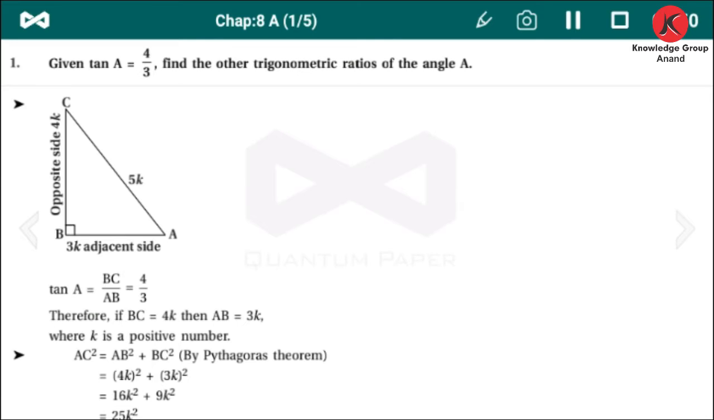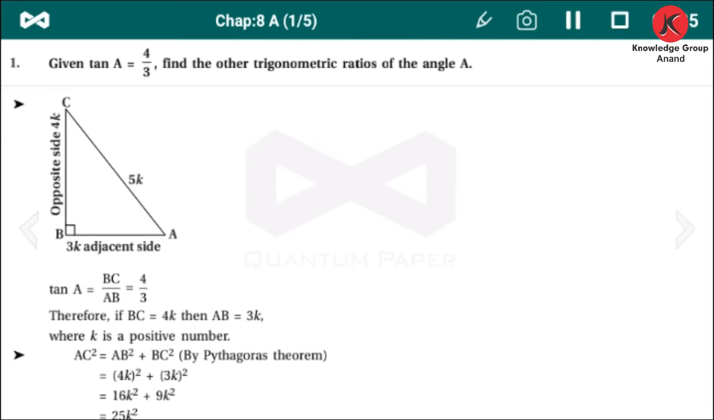Triangle ABC, angle B is equal to 90. Tan of an angle is equal to opposite side upon adjacent side. Here for tan A, angle A's opposite side is BC and adjacent side is AB. Therefore tan A is equal to BC upon AB is equal to 4 by 3.